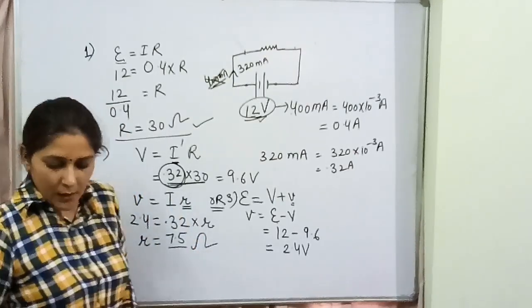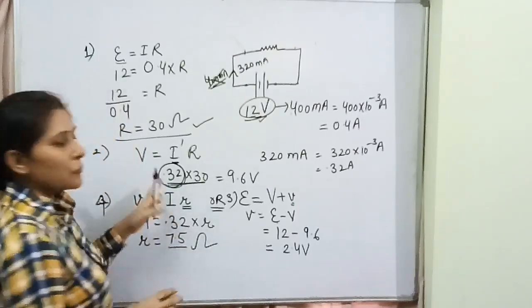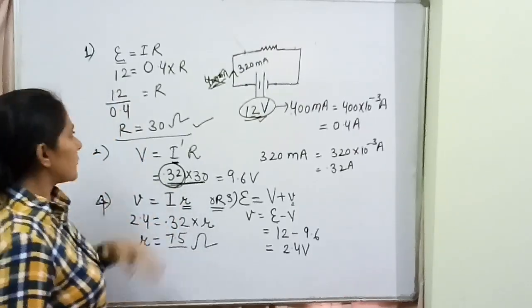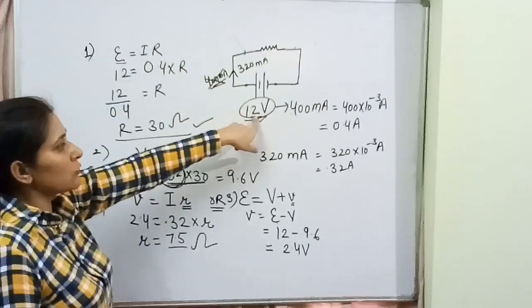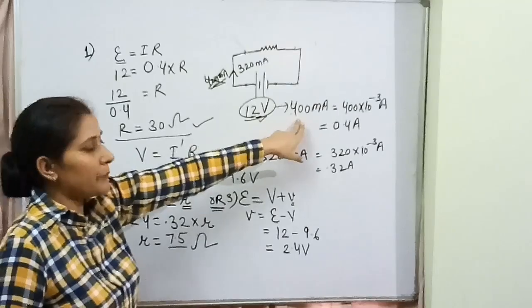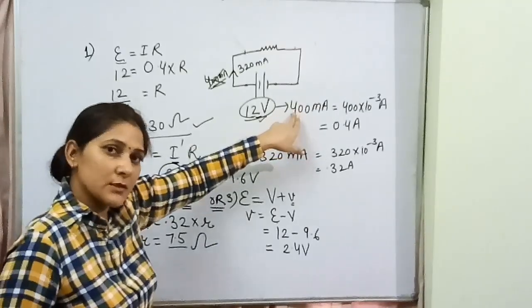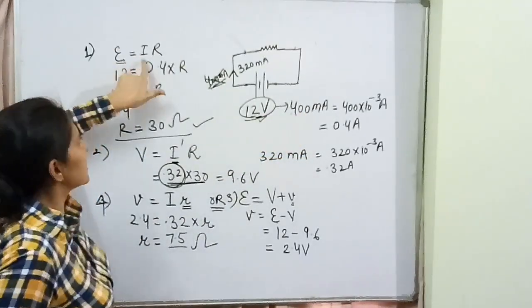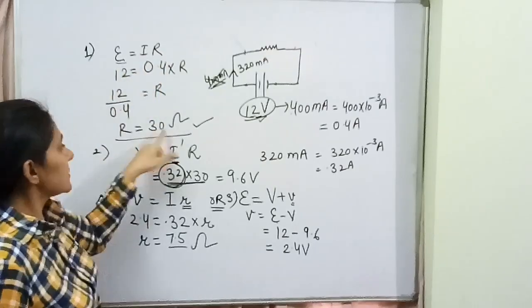Fine. Okay. Coming on to the next numerical. Is this okay? I just recapitulated quickly. First, a battery is given to us that is of 12 volt and we assume that it is able to supply 400 milliampere of current. So we can find out the resistance of the battery with the help of formula E is equal to I into R. Resistance will be given as 30.